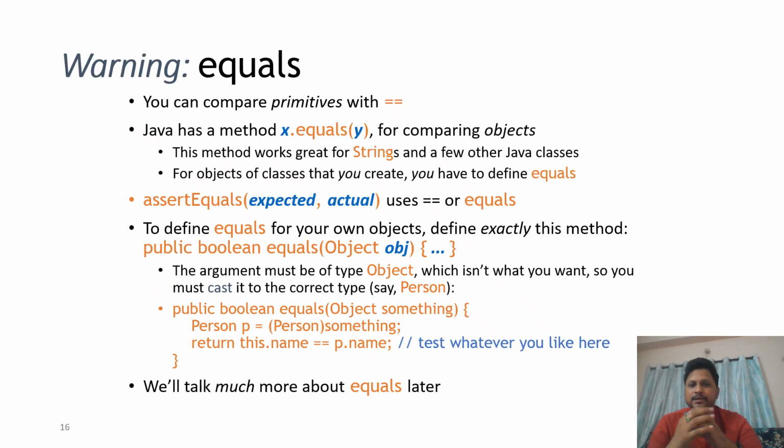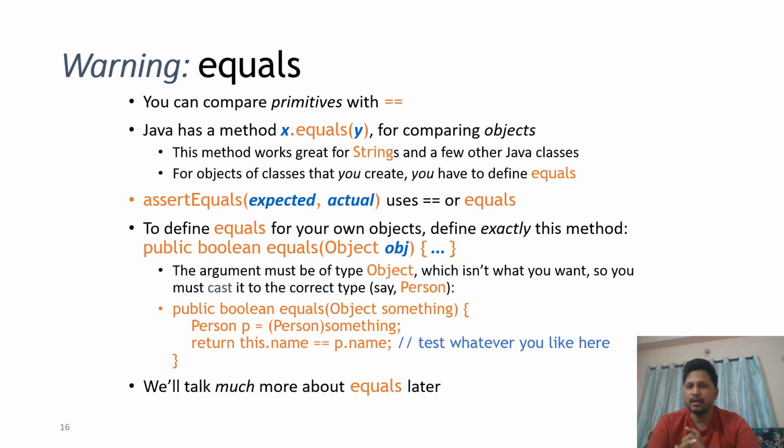These are the equals methods, where we compare primitive values. Java has the method x.equals(y) for comparing objects, and it works for strings and a few other Java classes also. For objects of classes, we can also use the equals method to compare. Similarly, assertEquals also takes the expected value and the actual value.